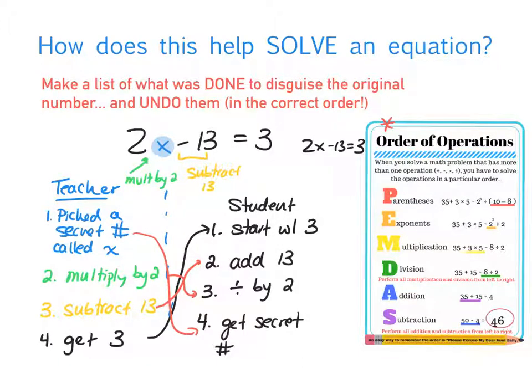So I can just do this in my head. I don't need to be fancy with how I show it in my equation. So I'm going to start with 3. I'm going to add 13 to it. That gives me the number 16. I'm going to take 16 and divide it by 2. That gives me 8. So 8 would have been my secret number.